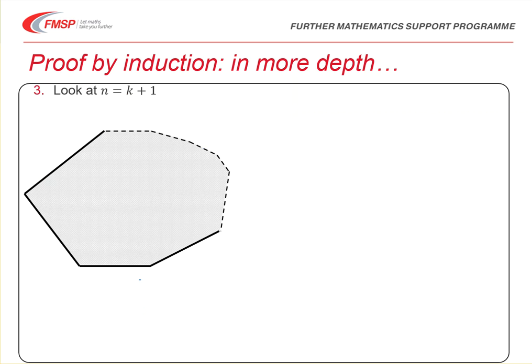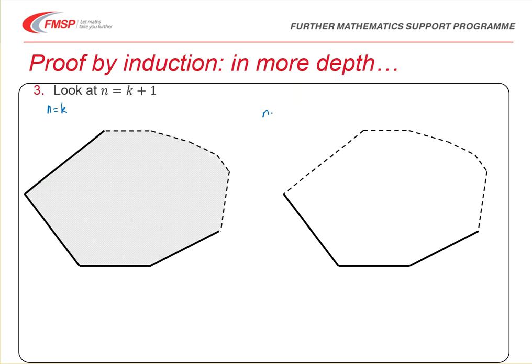Moving on to the third step, so here's our n equals k case, and we need the n equals k plus 1 case. So if we number the vertices as before, all the way round to k minus 1, and we add one more vertex. So now we've got k plus 1 vertices, k plus 1 sides. Here comes the inductive step.